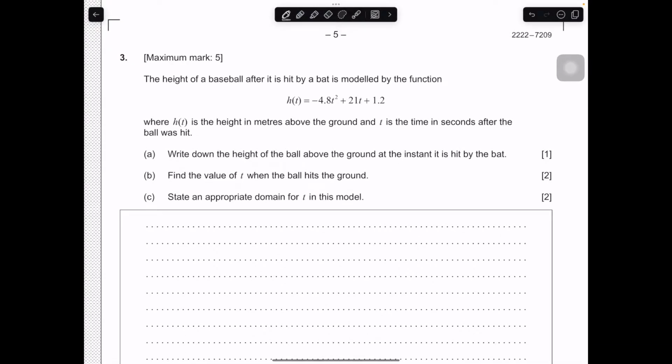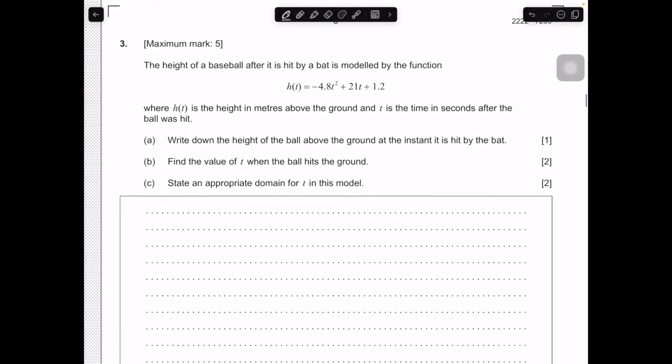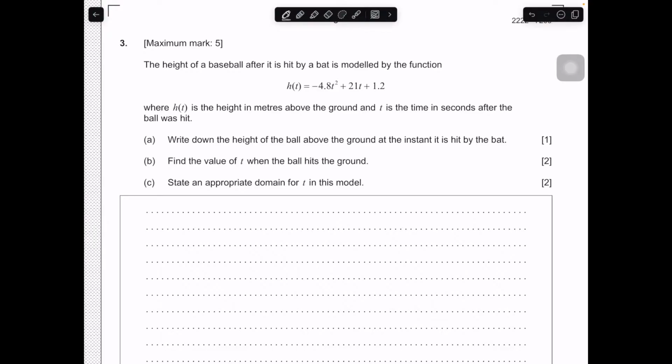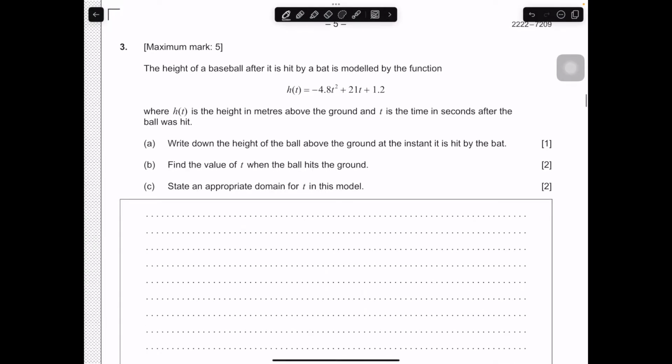All right, 5-mark question. The height of a baseball after it is hit by a bat is modeled by the function height as a function of time, h of t, is equal to negative 4.8 t squared plus 21t plus 1.2, where h of t is the height in meters above the ground and t is the time in seconds after the ball was hit. Write down the height of the ball above the ground at the instant it is hit by the bat.